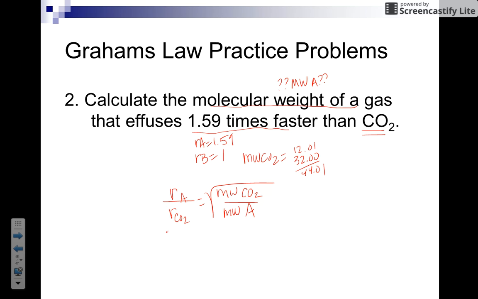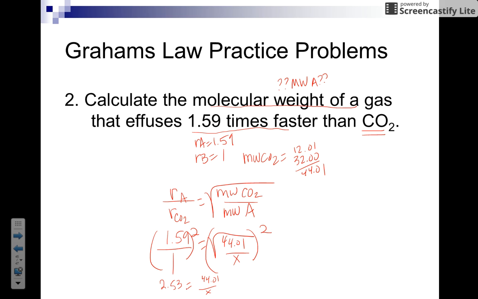So let's plug in. 1.59 plugs in for the rate of A. The rate of carbon dioxide is understood to be 1. We just calculated the molar mass of carbon dioxide, 44.01, and this is going to be over X. We're solving for this. Now, in order to solve for X, we have to isolate it, and therefore square both sides. Remember, to get rid of your radical, you're going to have to square both sides. What you do to one side, you do to the other. That's going to give me 2.53 equals 44.01 over X. Remember, when you square a square root, it simply gets rid of the square root. So it leaves us with 44.01 over X on this side.